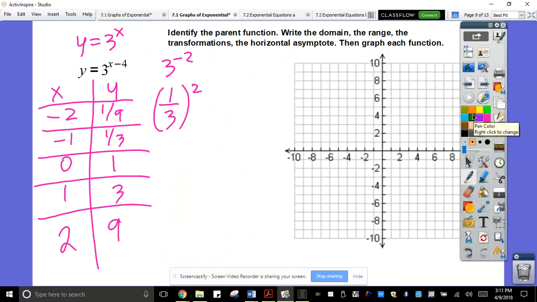You plot the points. 1/9 is a very small number. So -2, 1/9 is like this. -1, 1/3 a little bit higher. 0, 1, 1, 3, and 2, 9. You connect them all. And that's a graph of y equals 3 to the x.